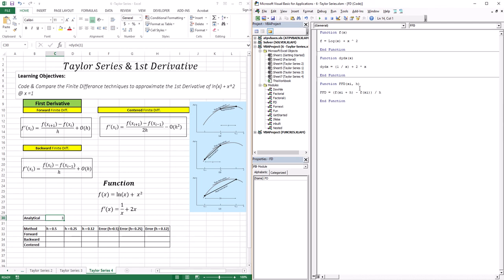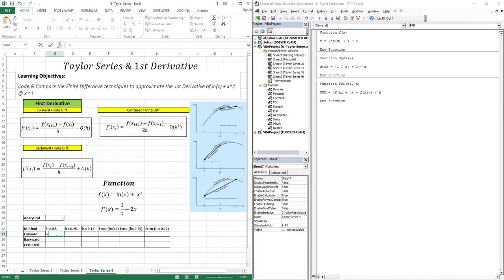Now we have an equation for the forward finite difference. If I call forward finite difference, it has two inputs: the point I'm interested in, which is 1, and a step size of 0.5. With a step size of 0.5, I have 3.31. My analytical is 3, and this is approximated at 3.31. So let's get the error for that.